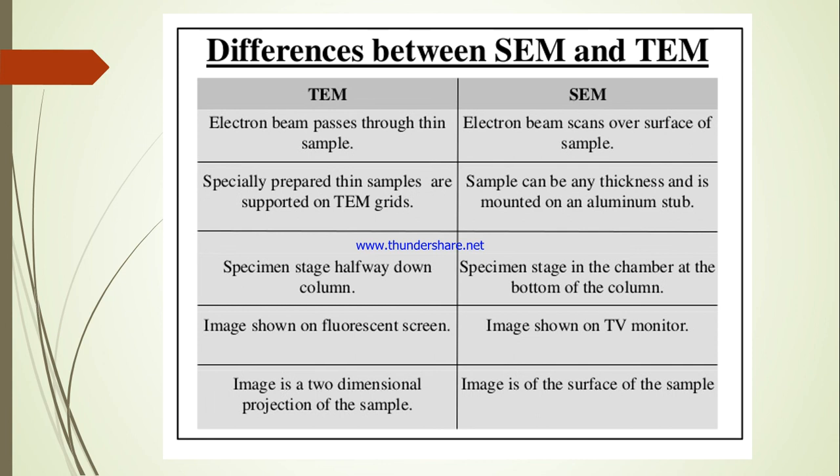In the scanning electron microscope, the sample is placed at the bottom of the column, whereas in the transmission electron microscope, the sample is placed between the condensing coils. In TEM the image is shown on a fluorescent screen, while in SEM the image is shown on a TV monitor. The TEM image is a two-dimensional projection of the sample, while the SEM image is of the surface of the sample.